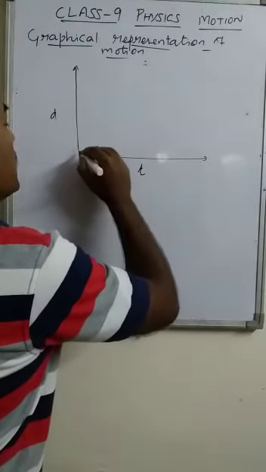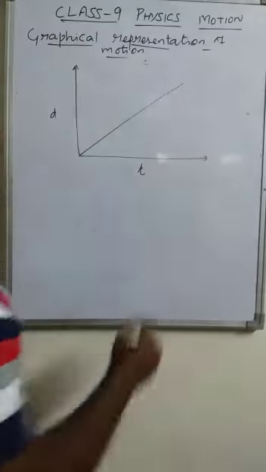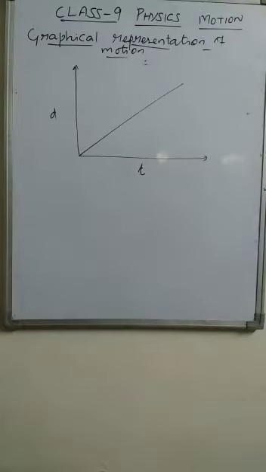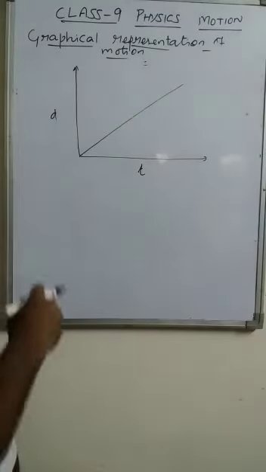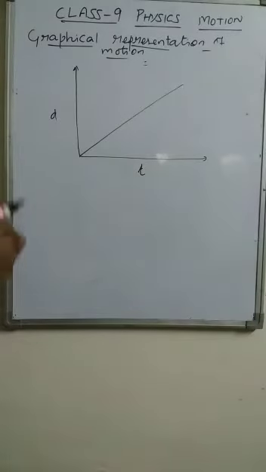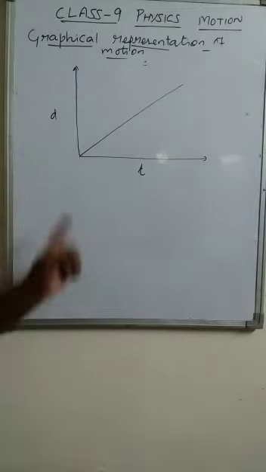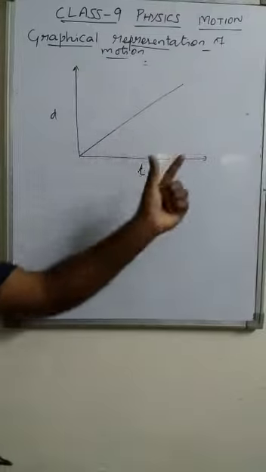This is the graph representing the object in uniform motion, a straight line. From this graph, we are going to find out the speed of the object. How can we find it? Since the object is in uniform motion, the speed of the object is the same at every point.